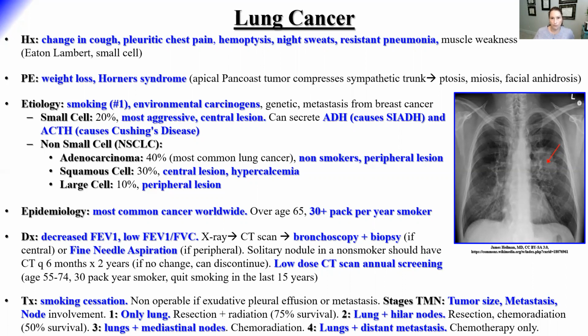So remember those key points with lung cancer: the types, small cell versus non-small cell. Remember, adenocarcinoma is the most common type. Remember Horner syndrome. We talked about ptosis, miosis, and facial anhidrosis. Those are the most highly tested things about lung cancer.